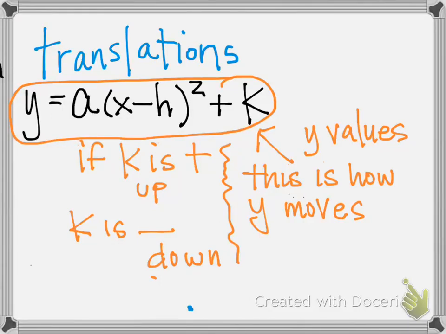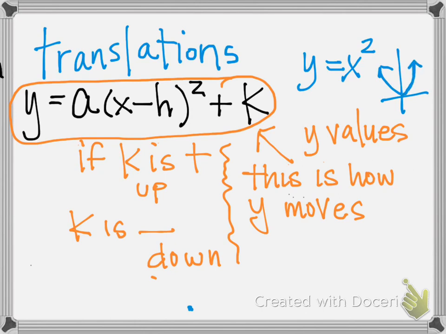This lesson is about translations. It's how you move a graph, or how a graph changes from the parent graph. So if we're talking about the graph y equals x squared, so quadratic graphs or parabolas, then this is the parent graph. The parent graph is at 0, 0. That's where the vertex would be.